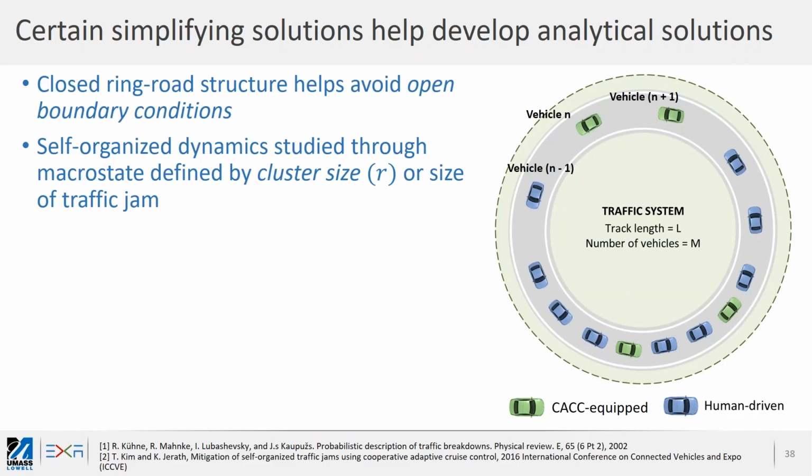To make things simplified, we start off with a closed ring road structure, which avoids open boundary conditions. So we don't have additional cars coming into the system. We don't have cars going out of the system. It's a closed ring road, but traffic jams still form. So we have removed all the confounding variables so that we can first get a good understanding of how this works in a closed system. The self-organized dynamics are studied in the context of a cluster size. So R over here represents the size of the traffic jam.